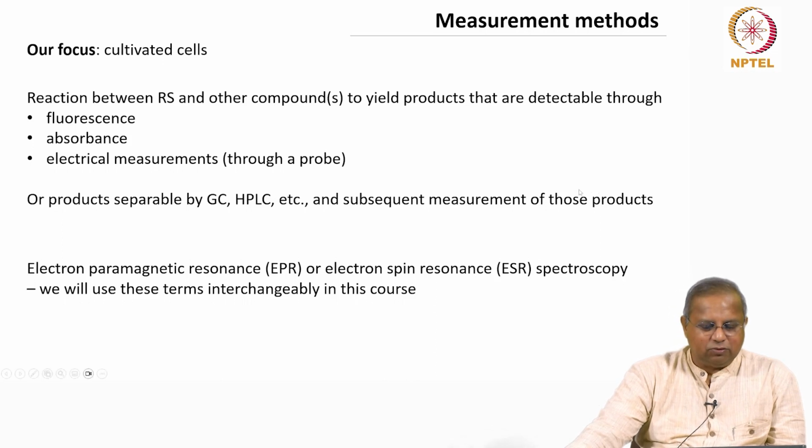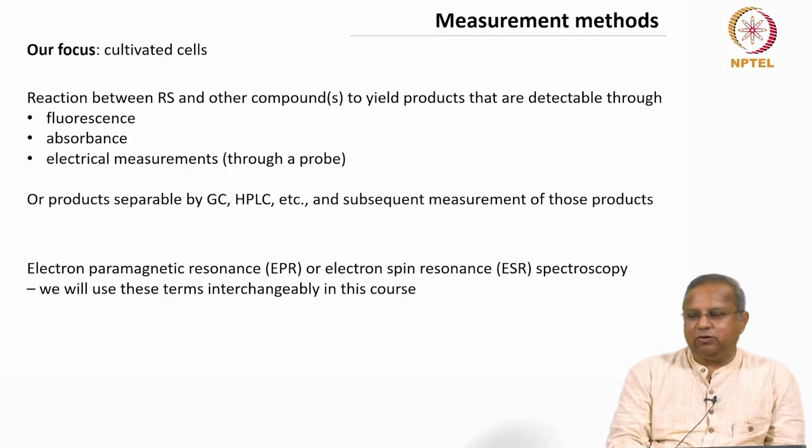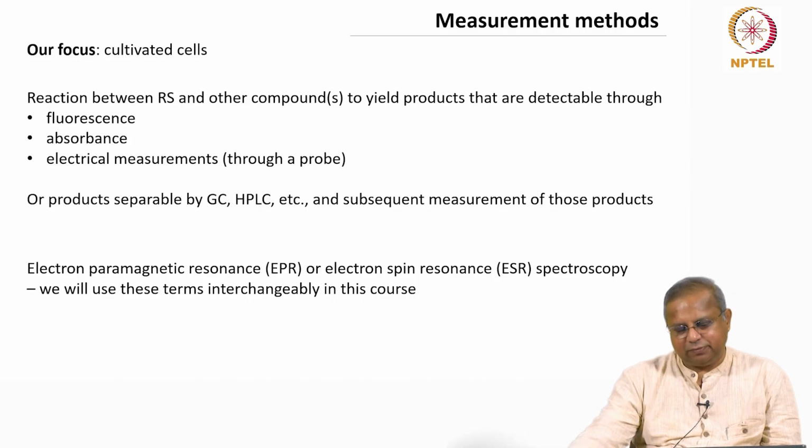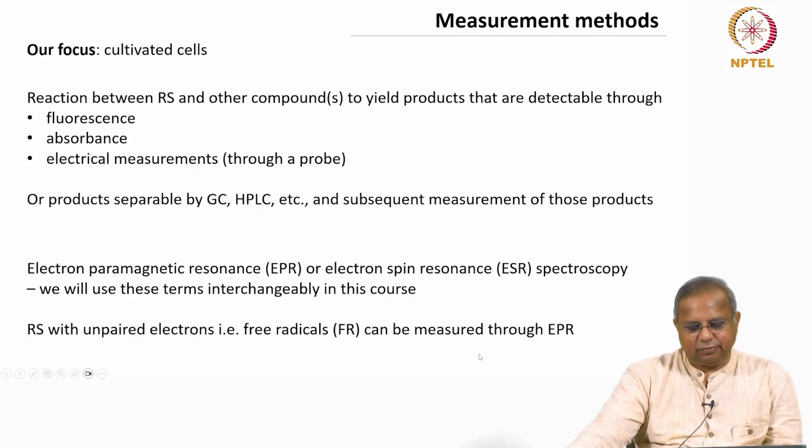Okay. Although we use fluorescence heavily, we have used EPR earlier, and that still happens to be the gold standard for samples which contain only one reactive species. More importantly, only one free radical, not a reactive species. It has to be a free radical. So RS with unpaired electrons, that is free radicals, can be measured through EPR.